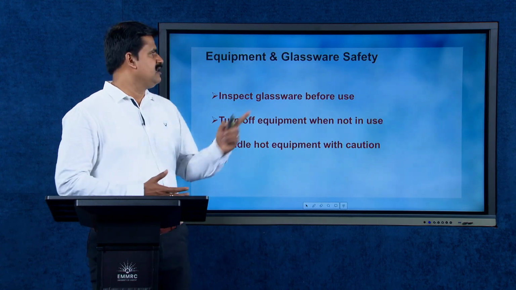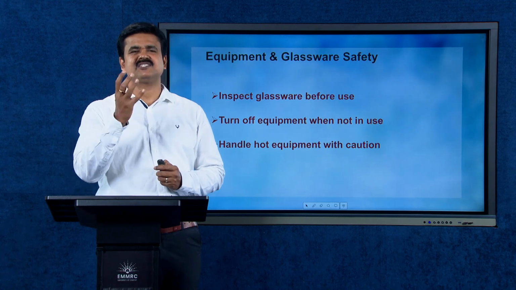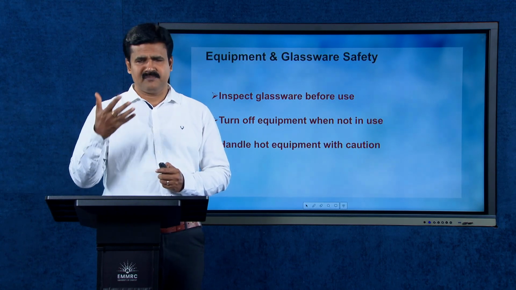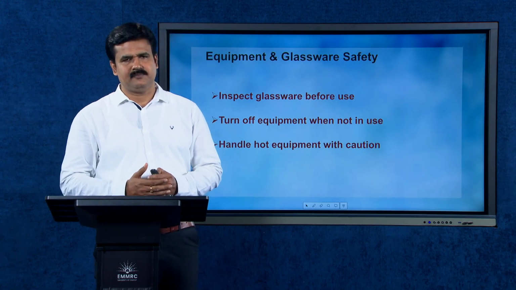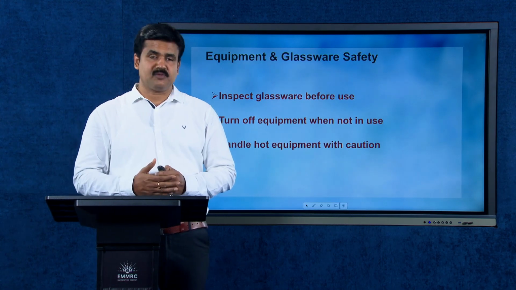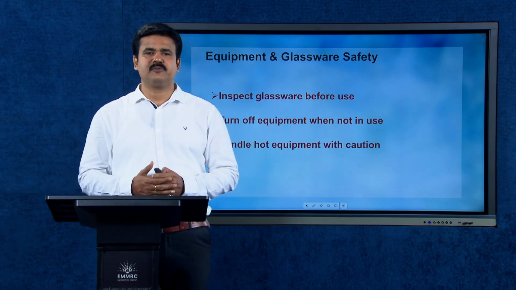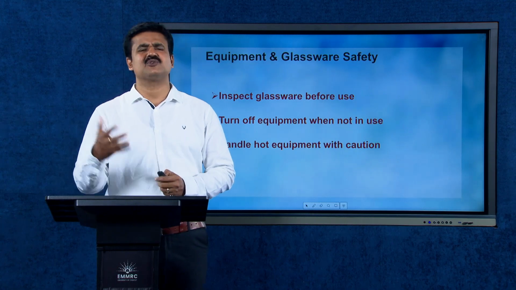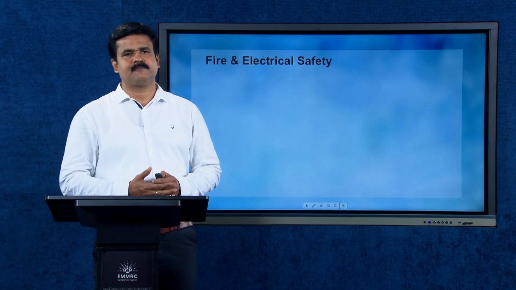So, you have to take glassware. Before starting the experiment, you have to make an inspection whether it is broken or cracked. If some cracks are noted, you just replace it with a fresh one. Turn off electrical equipment when not in use, and handle hot equipment with caution. That means you can use heat resistant gloves or tongs to handle such hot equipment.